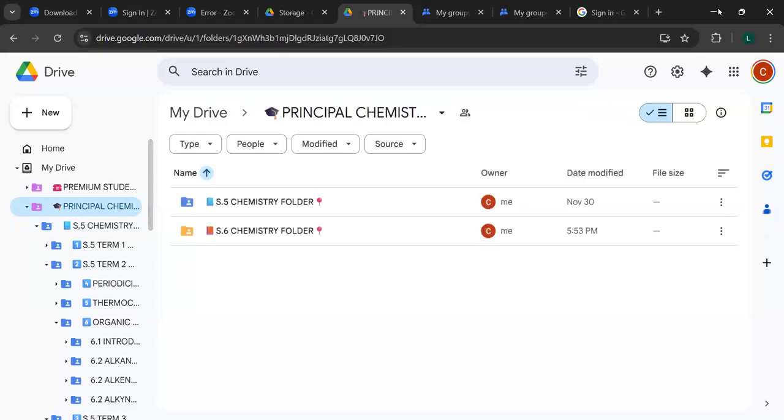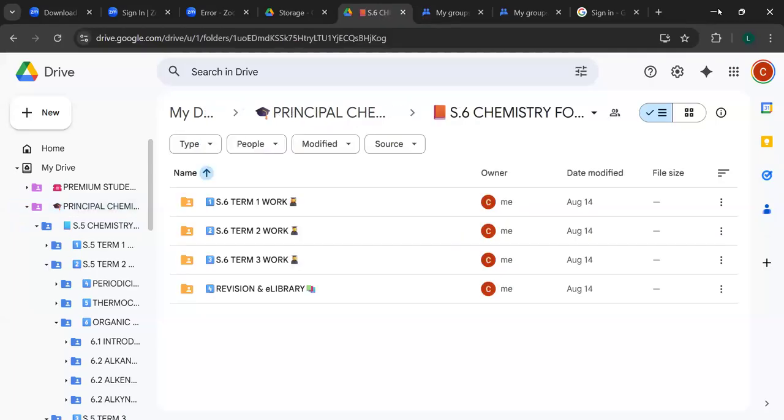So those who want to complete organic chemistry this holiday, it is completely possible for you. Even if your school has not even reached alkynes, you can complete it. But you need to be a person who is going to revise it again and again. For Senior 6, you go to the Senior 6 folder.